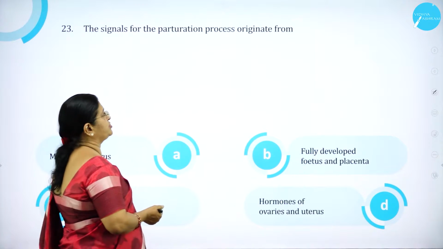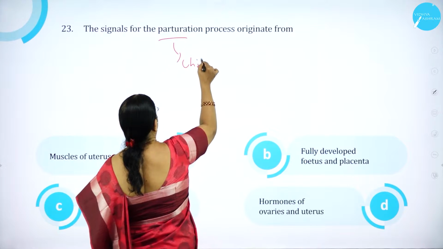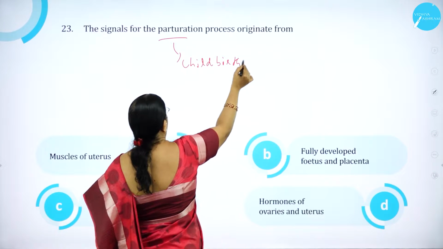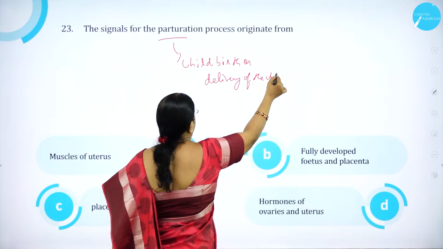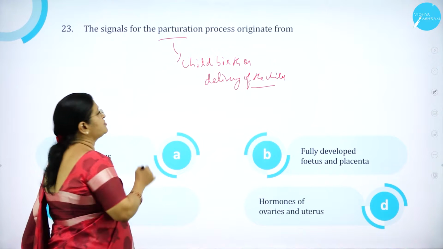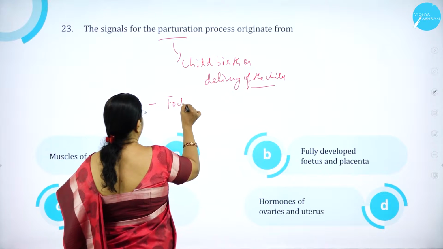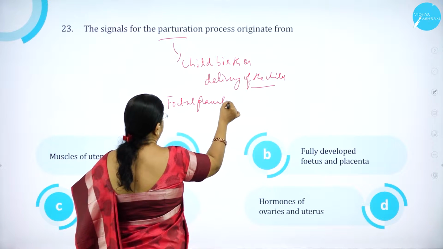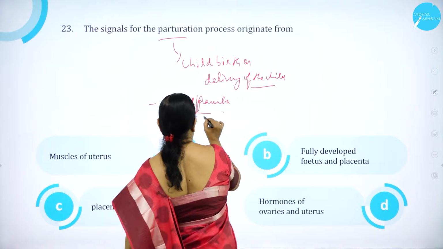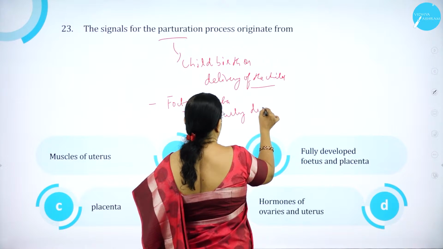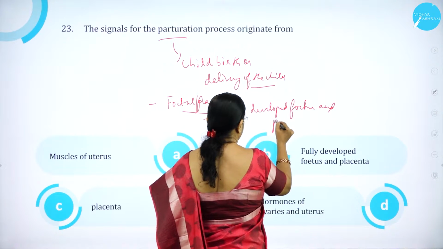The signals for the parturition process originate from. Parturition is nothing but childbirth, or we can use the word delivery. Delivery of the child is called parturition. So the signals for parturition originate both from the fetus and the placenta, that is from the fully developed fetus and placenta.